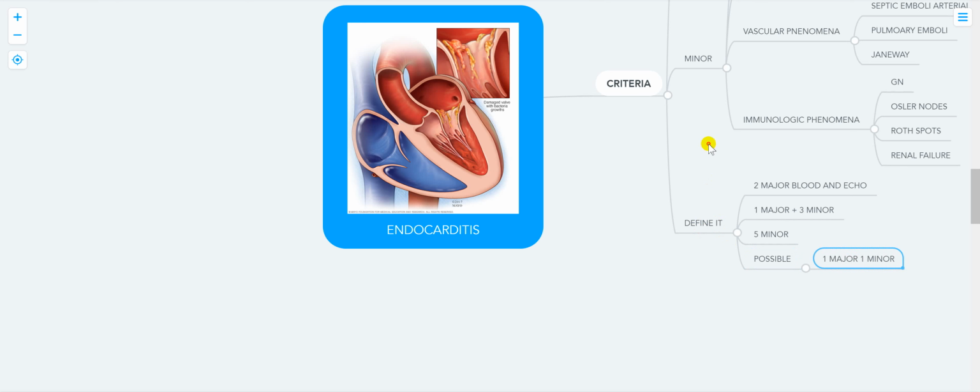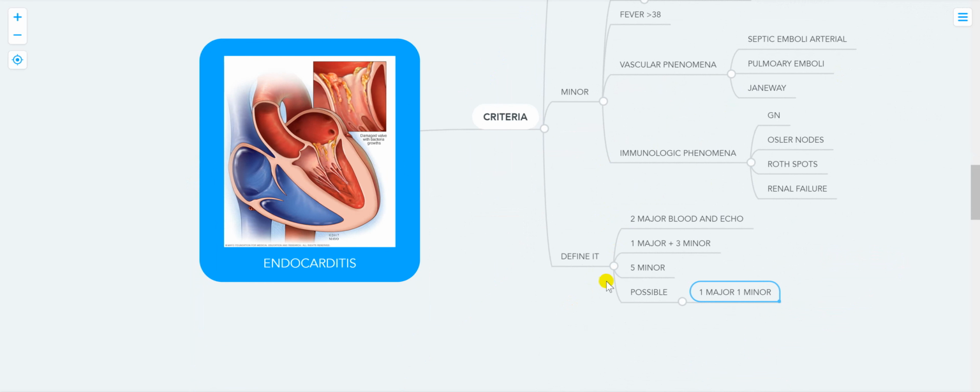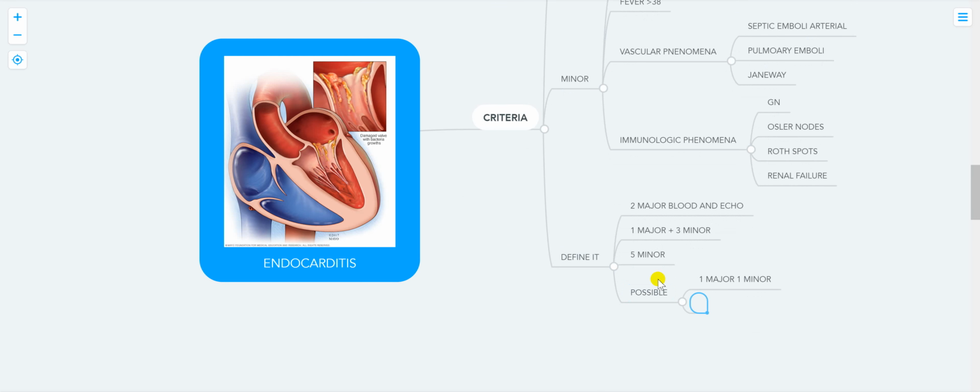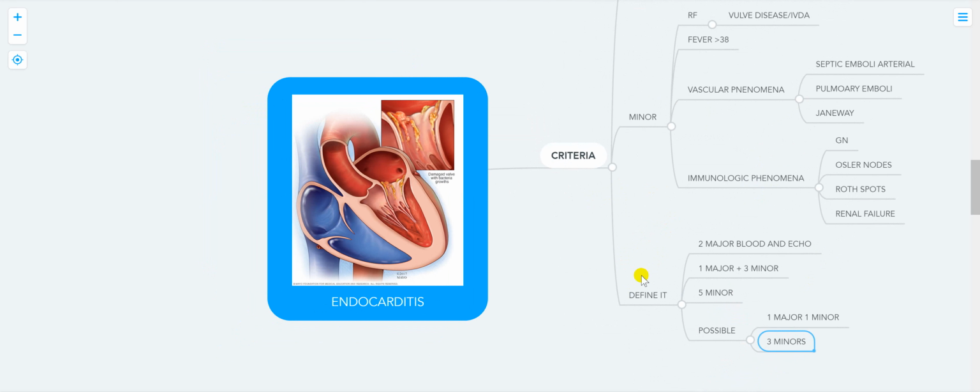So what are the major you're going to have? Persistent bacteremia, and fever. So this is not endocarditis, but it's possible. Or 3 minors, like you have renal failure, or glomerulonephritis, Janeway lesion, or septic emboli, and fever, plus valvular disease. It could be possible.